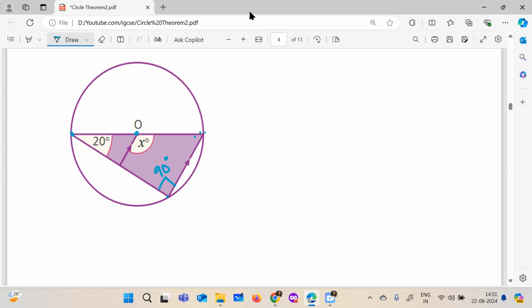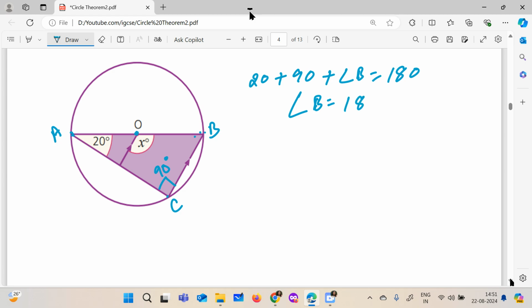Okay, now we can go with the angle sum property. Suppose you have a triangle ABC, one angle is 20, another is 90, and we have to find the angle B. The sum must be equal to 180 degrees. So angle B is equal to 180 minus 110 degrees, that is equal to 70. Is this clear to you? Okay, so we got angle B equals 70 degrees.